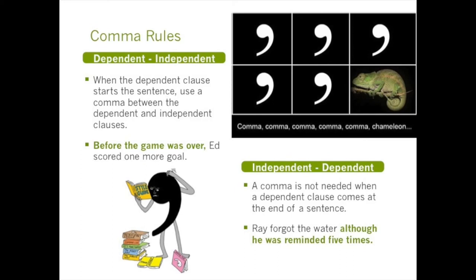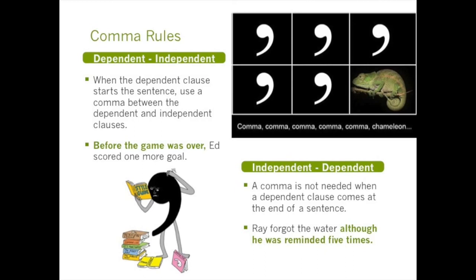First, if your sentence begins with a dependent clause and ends with an independent clause, you will use a comma between the dependent and independent clauses. For example, before the game was over, Ed scored one more goal. Notice that the subordinating conjunction before is at the beginning of the sentence. Therefore, before the game was over is a dependent clause that starts the sentence. We put a comma after that clause to show the separation between the dependent and the independent clause.